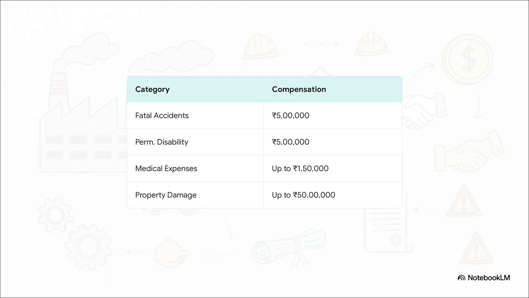Without any messy litigation, victims or their families get 5 lakh rupees for fatal accidents or total permanent disability. Medical expenses covered up to 1.5 lakh rupees. And if private property gets destroyed, that can trigger claims up to 50 lakh rupees. This is immediate, non-negotiable financial aid designed to keep families afloat.